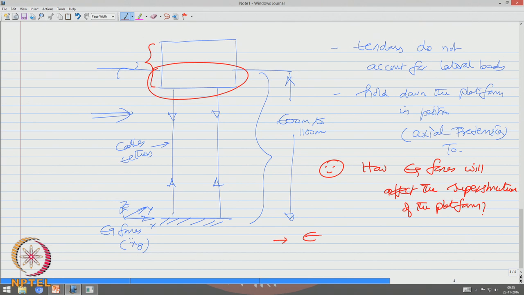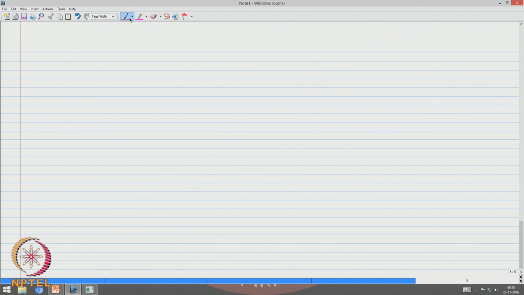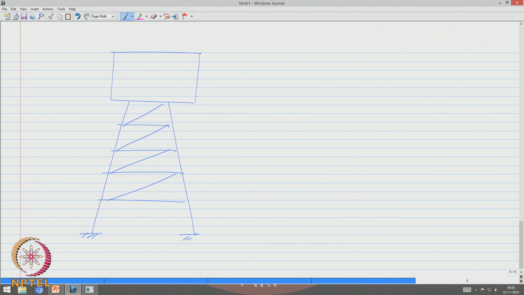Because we all agree that earthquake loads on TLP are not direct. What do you mean by direct? Had this platform, instead of a TLP, been a jacket structure, then in that case, earthquake forces applied here would have a direct effect on these members.